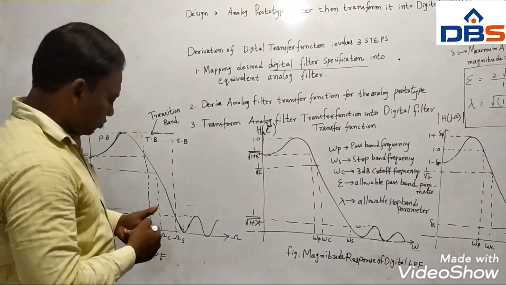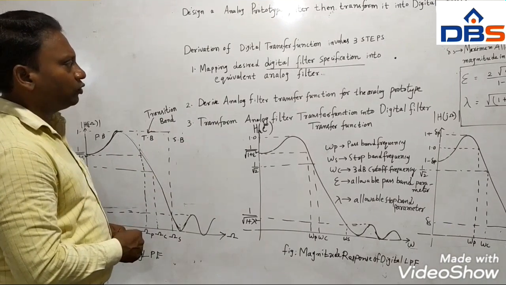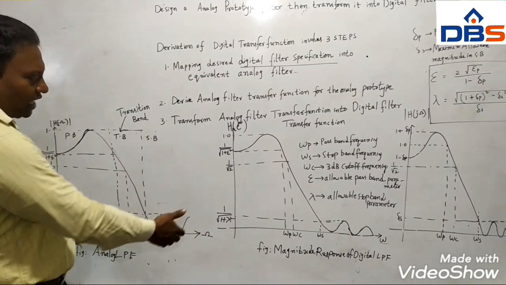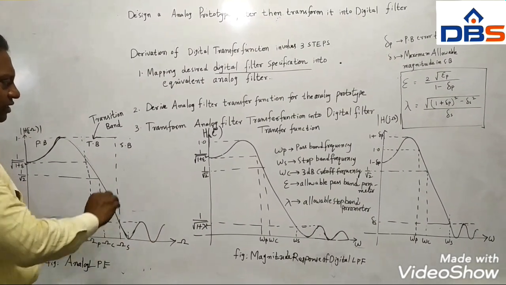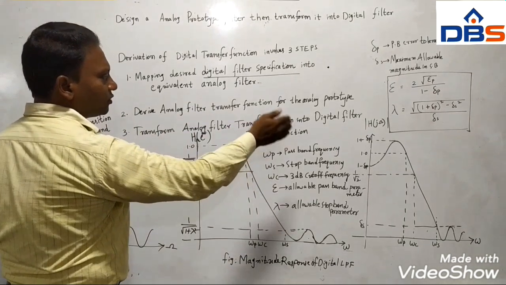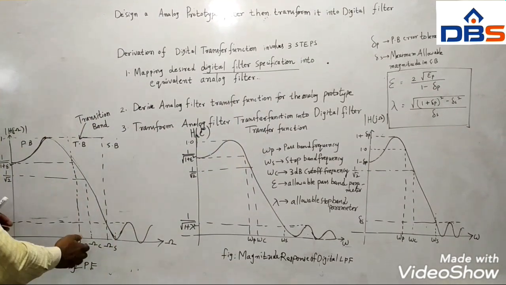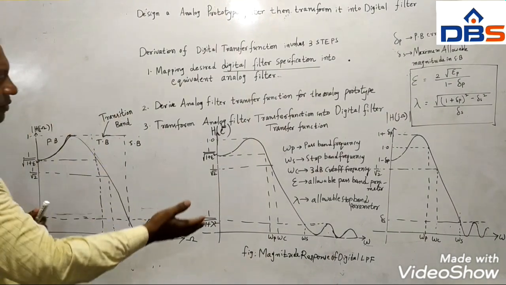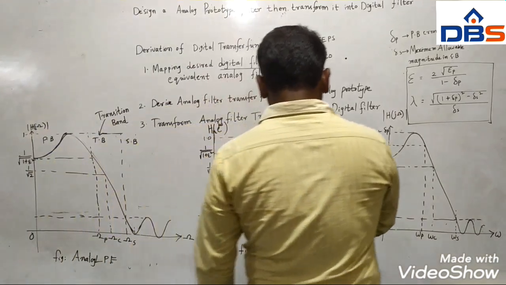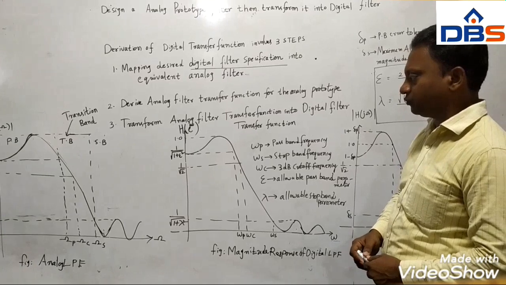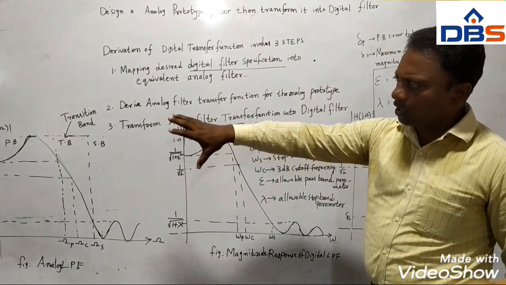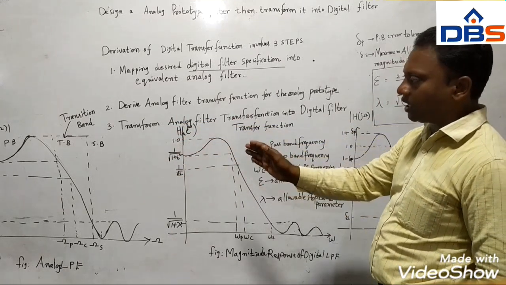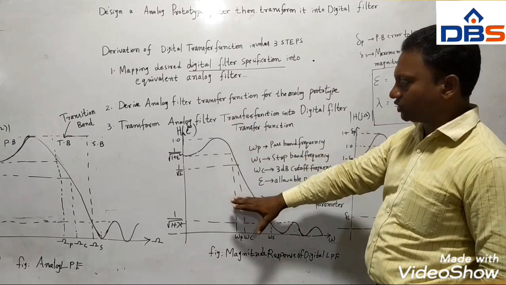After that, the second step is to derive the analog filter transfer function for the analog prototype. Finally, we transform the analog filter transfer function into the digital filter transfer function. After having omega p, omega c, omega s and epsilon, all these values have to be transformed into the digital domain. This is the magnitude response of the digital low pass filter. First we design the analog prototype, and after designing it we transform that analog filter transfer function into the digital filter transfer function.